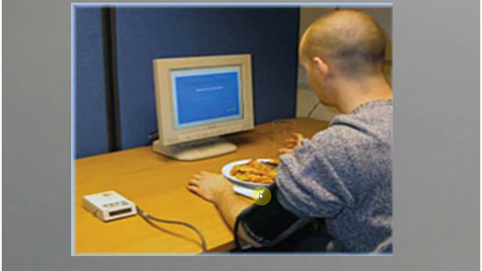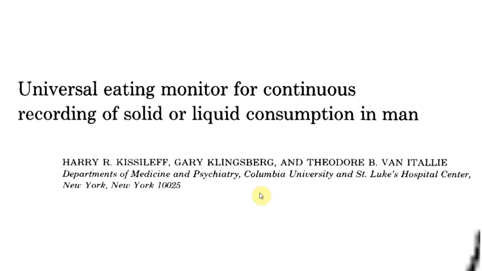And as the person consumes the food on the plate, the grams on the scale are recorded and the cumulative intake curve is generated. This is actually Harry Kissileff's paper. The Universal Eating Monitor was used for the first time in humans to understand the differences between ingesting solids versus liquids in humans. Now, what was interesting about this paper was I dug up this paper many years later after Corby first talked to me about the parabolas. I saw the parabolas for the first time in this paper.